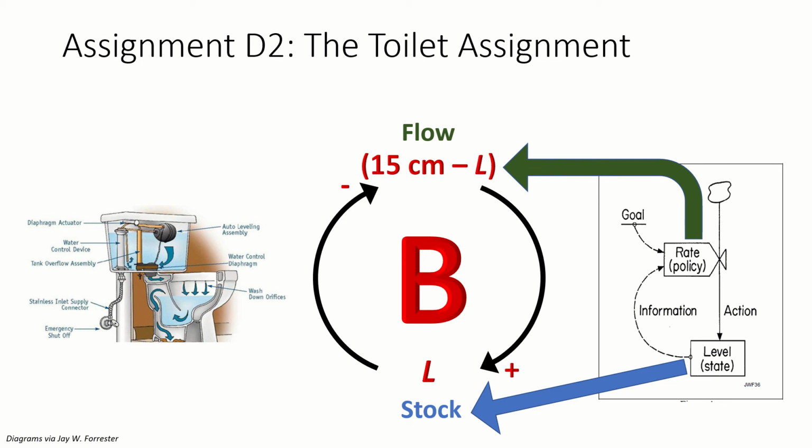And so column C would be your flow. Basically in column C, it's just going to be that formula: whatever your set point is, which you can write at the top if you want to, minus the current state.